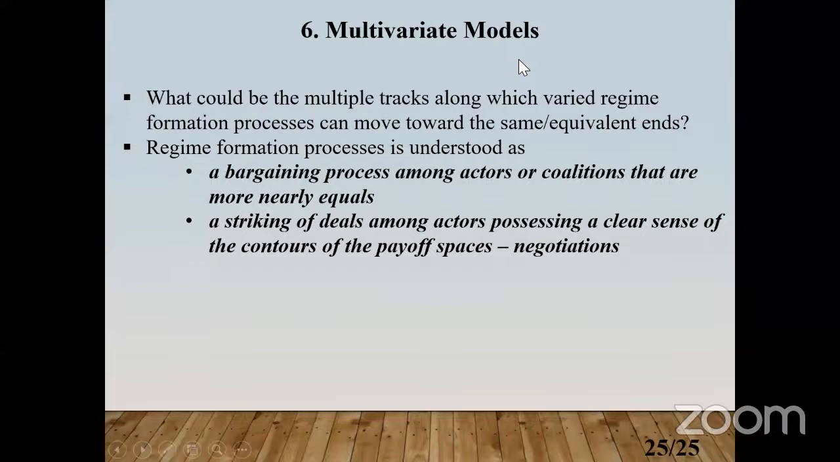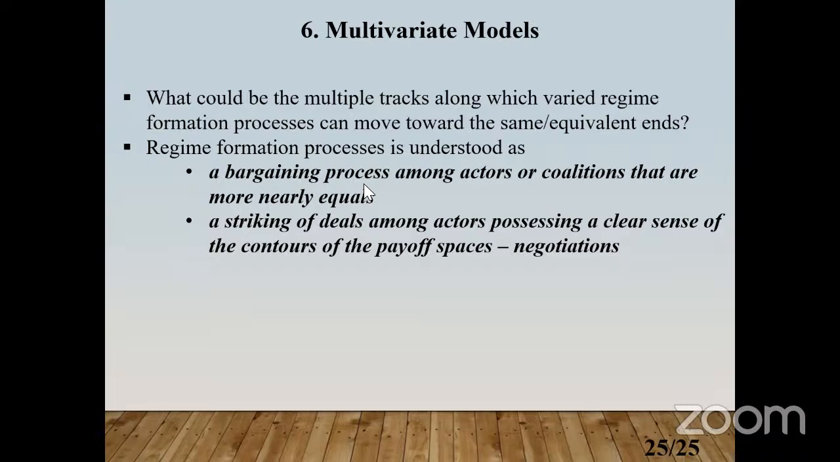Finally, on this final slide we want to address the issue that I call the multivariate model. The fundamental question we are asking is, what are the multiple tracks along which varied regime formation processes can move towards the same equivalent ends? When a given regime formation process has begun, there could be several issues coming together. For example, if we are talking about environmental sustainability, several issues would come together.